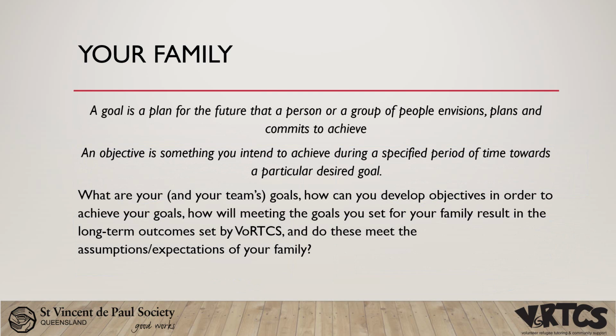A major factor in tutoring is understanding that although there are long-term outcomes for what we want to help families achieve, we can't do this all at once. We need to break down outcomes into goals, which in turn are achieved by developing manageable objectives and associated actions. A goal is a plan for the future that a person or group of people envisions, plans and commits to achieve, whereas an objective is something concrete that you intend to achieve during a specific time period towards a particular desired outcome. For instance, your goal may be to enable your family to be confident in conversational English, but an objective could be enabling an individual to master a smaller task, like ordering dinner at a restaurant.